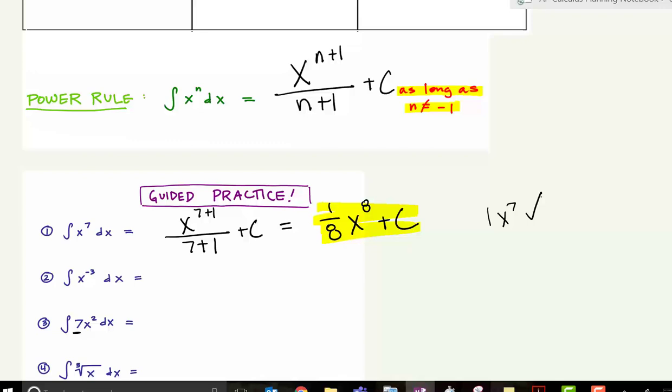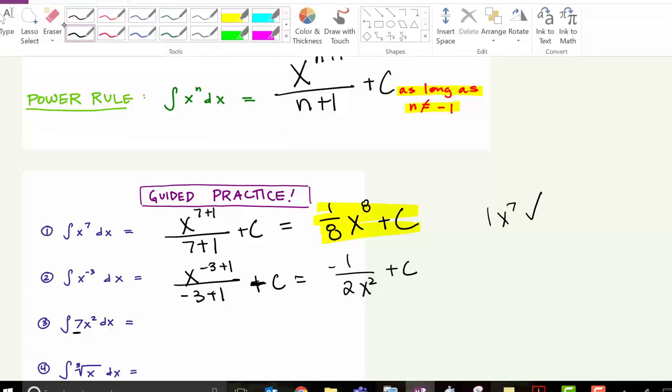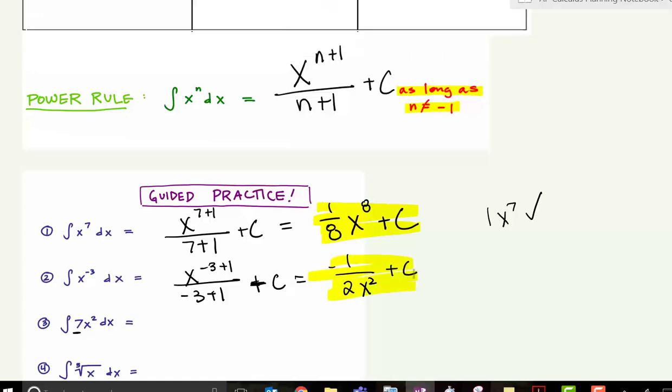If I have an x to the negative 3, now my n is negative 3. We are saying this is x to the negative 3 plus 1 over negative 3 plus 1, plus c. Whew, almost forgot that for a second. Once I get that done, you should have x to the negative 2. Because that's a negative exponent, I'm going to throw that in the denominator. And that coefficient is negative 1/2 x squared. And then we have that plus c. Any version of this would have worked. This was just my most simplified version.